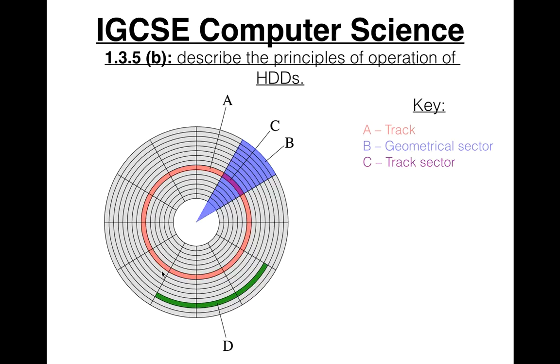So instead of sectors like these, we have sectors like these. So we have a bunch of sectors for each track. That's what we mean, just to avoid any confusion. And D is a cluster, but we don't need to know about that.